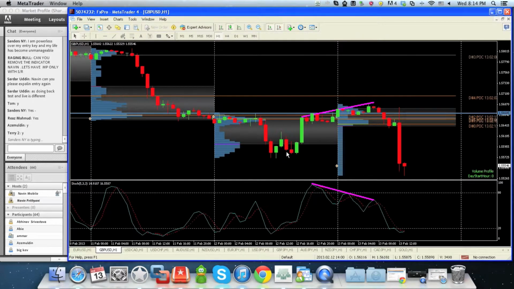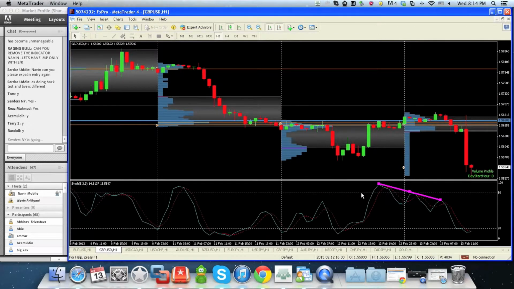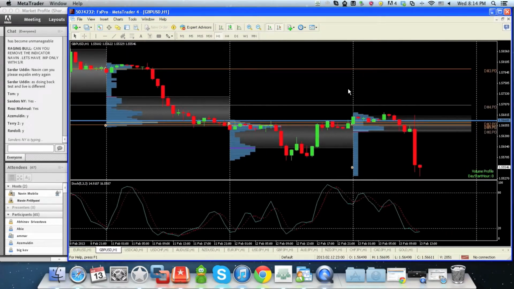Next thing, we're gonna pop in our MP. Okay, my MP is plotted now. As we pop in our MP, let me remove all these lines so you guys can see. Sorry. Okay, there we go. All right.